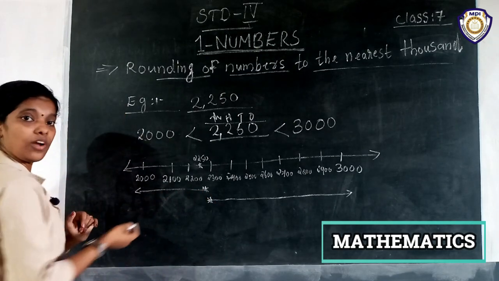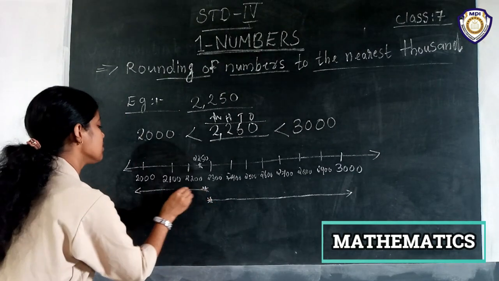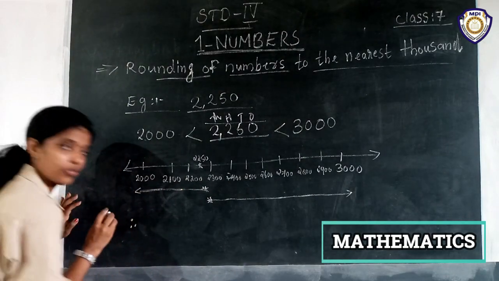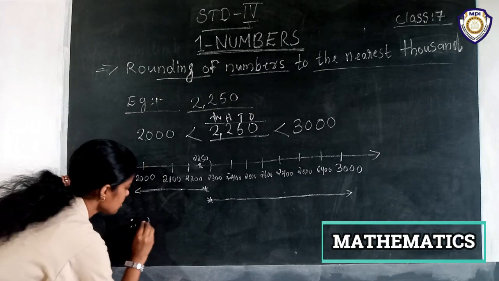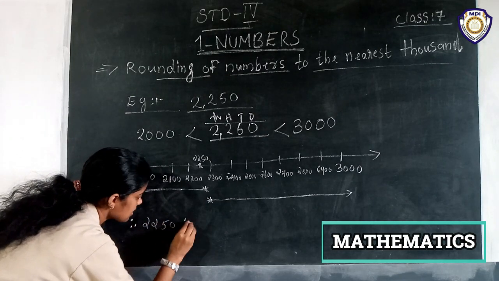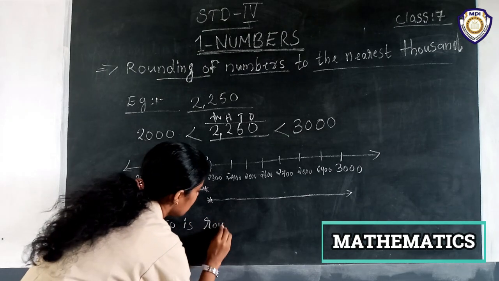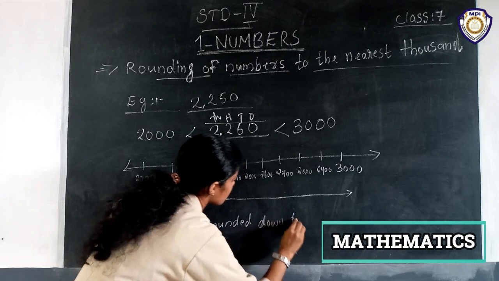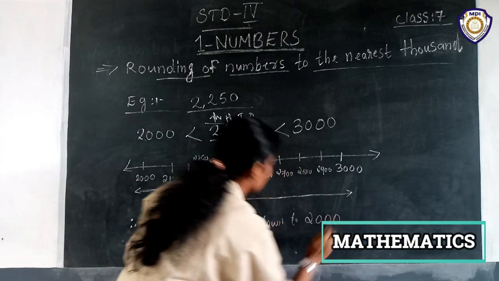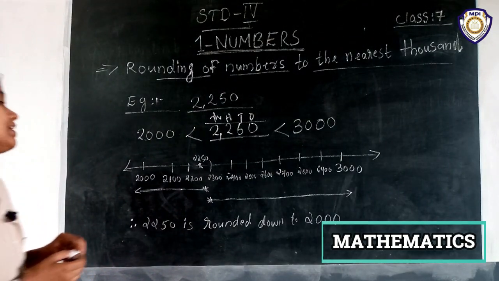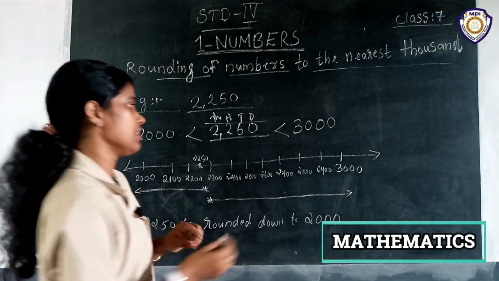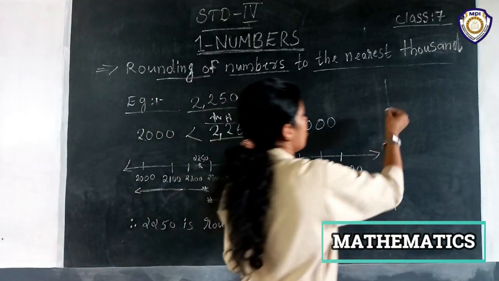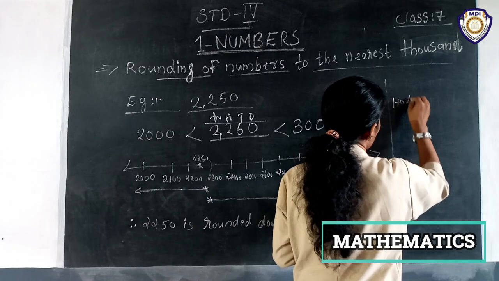Which line is the smallest line? This is the smallest line. Therefore 2250 is rounded down to 2000. Here are our conditions.